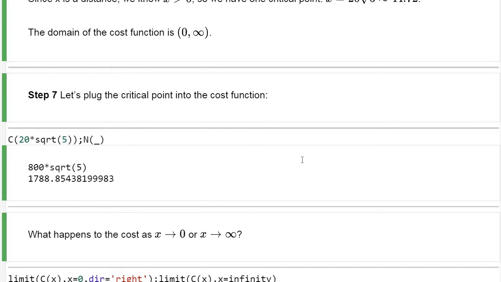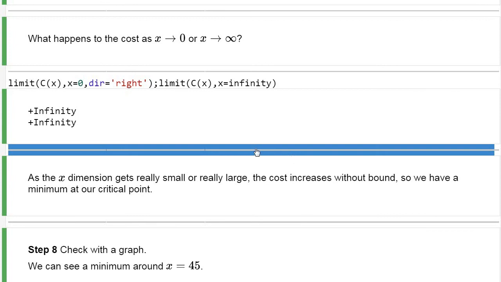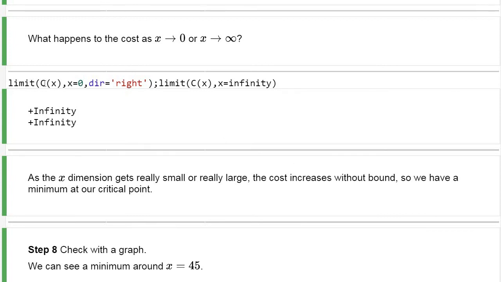I can take limits though, so that's what I'm going to do in this case. I'm going to take the limit of the cost function as x approaches 0 from above, and the answer is infinity. I'm going to take the limit of the cost function as x approaches infinity, and the answer is infinity.